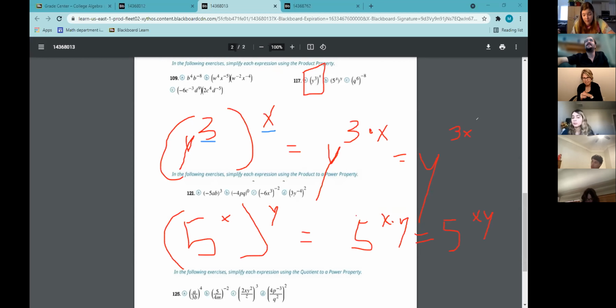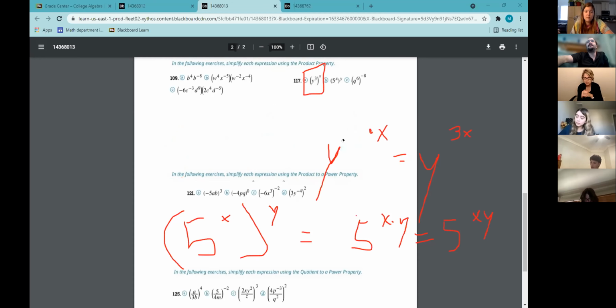So C might be a little bit different. It's the multiplication with the sign, with the negative. It's pretty similar, except now I think we can actually multiply those things together. They're not giving us variables. So what do I have here?